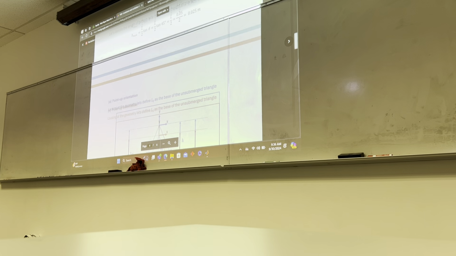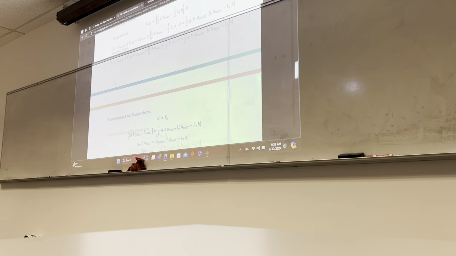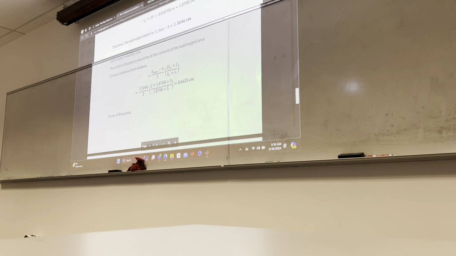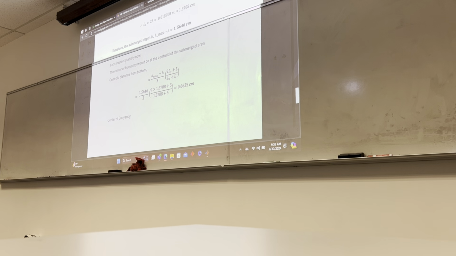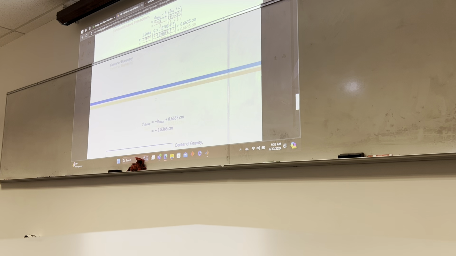So part B now. Here's the whole solution. I went a little more in depth on the actual algebra, but here's plugging in the numbers. It's all the same stuff. So we want to inspect the stability of it. We want to calculate the center of buoyancy, which would be at the centroid of the submerged area, like I was saying. And the centroid distance from the bottom is this whole equation, which you can go prove mathematically. It's just pretty gross, and I don't think you guys really need it. But go plug in all the numbers for it.